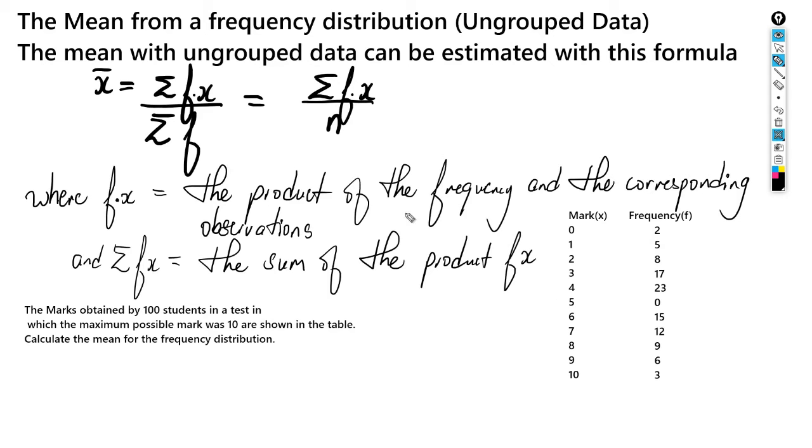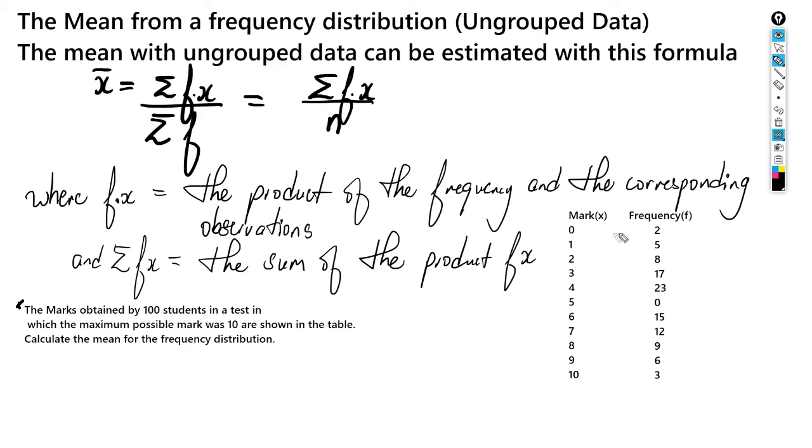What we're going to do is we're going to do an example. As you see, there's an example down here, and it also says where f times x is equal to the product of the frequency and the corresponding observations, which is the f times x there, and the sum of f times x is the sum of the product f times x. So it says the marks obtained by 100 students in a test in which the maximum possible mark is 10 are shown in the table.